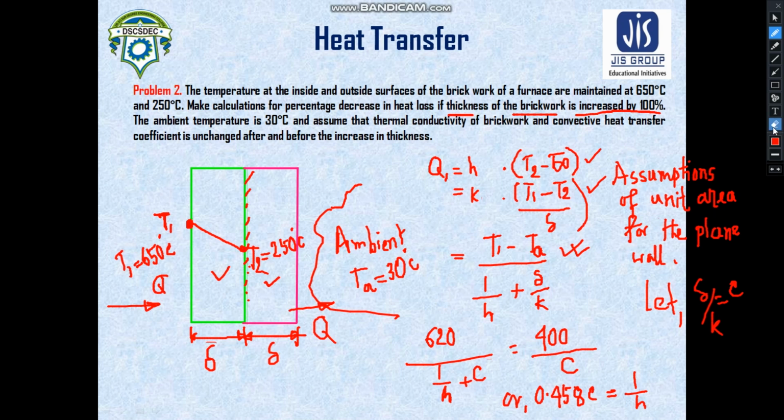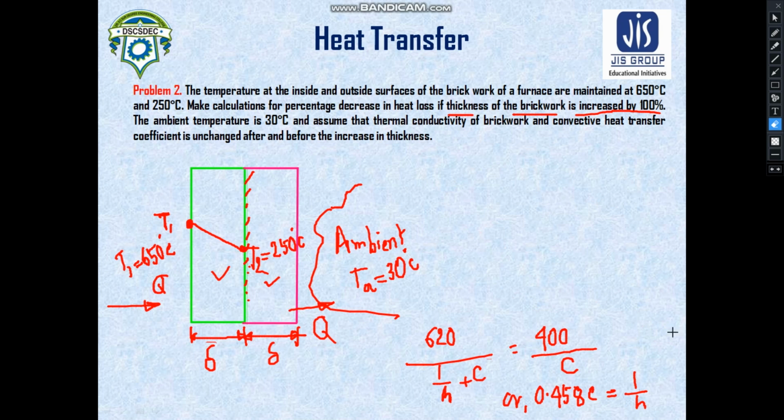So in that case, we can write that. Just let me clear these things. So we can write this Q2 will be equal to T1 minus T0 divided by the thermal resistance because of conduction.